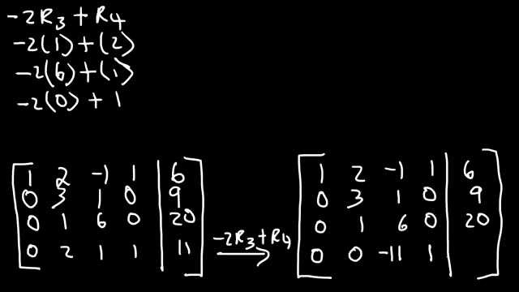And then for the last one, for the fifth column, R3 is 20, R4 is going to be 11. So we have negative 2 times 20, which is negative 40, plus 11, that's going to be negative 29.